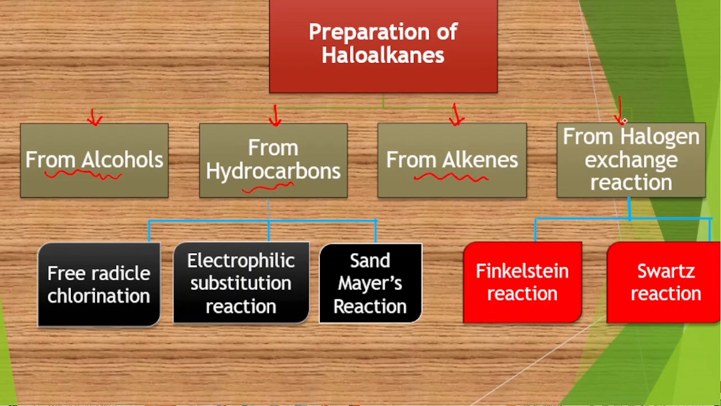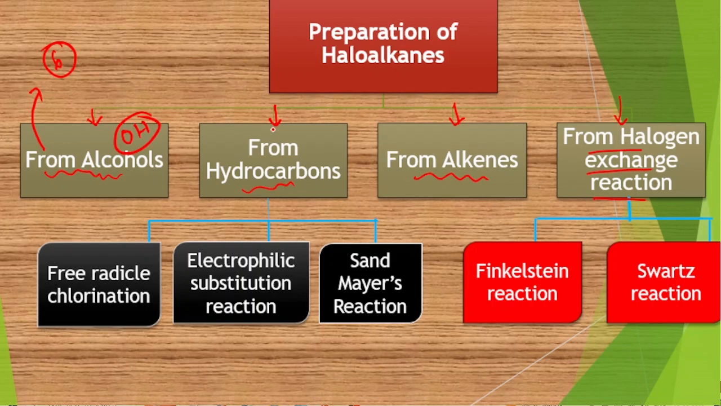And the fourth type is from the halogen exchange reaction. From alcohols, there is no division under it, but you have six different techniques to prepare from alcohols. You know what alcohols are? Where an OH group is attached, that is called an alcohol, right? So there are six different techniques through which you can prepare haloalkanes from alcohols.